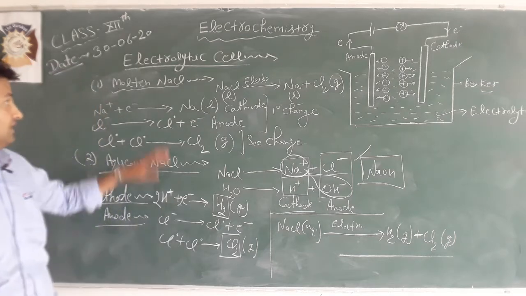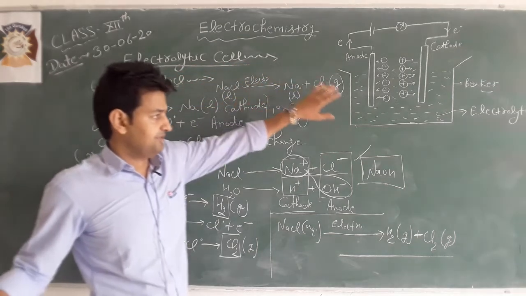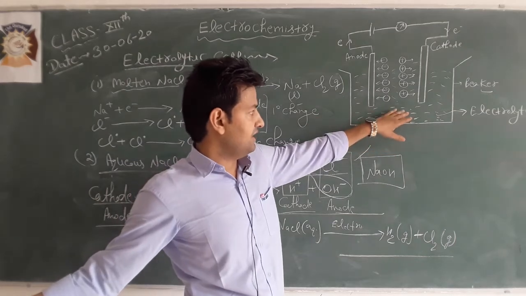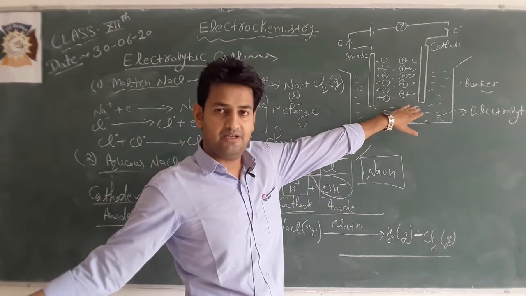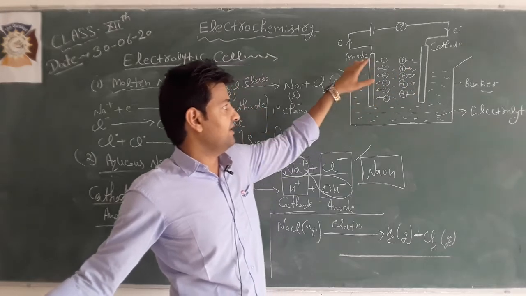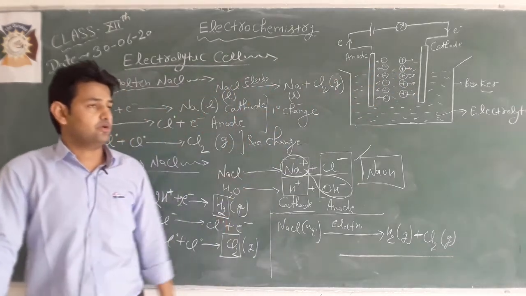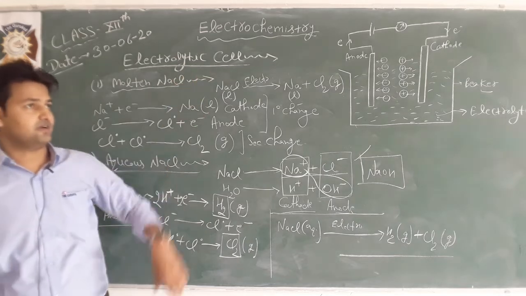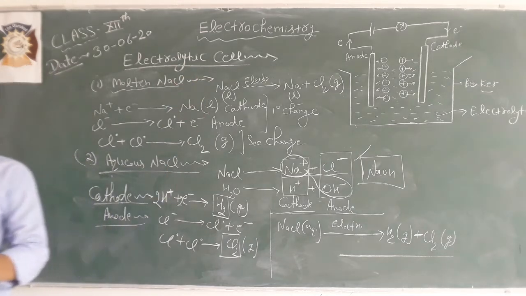This is all about the electrolytic cell. One beaker is taken, the electrolyte is present, and both electrodes are present in the same beaker. One is the anode and the other is the cathode. At the anode oxidation and at the cathode reduction. One cell is taken for the current.